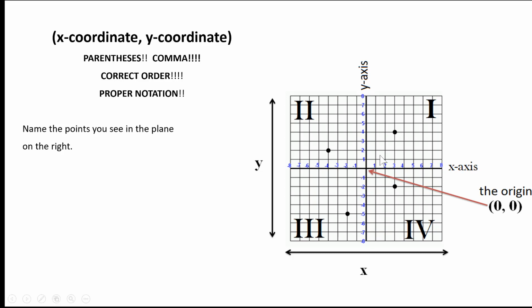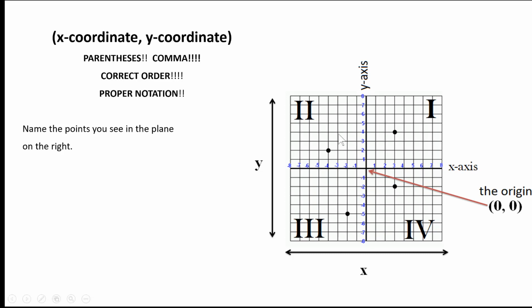So if I look at the points that are in this plane, let me just say a couple other things about it. The point where the two axes cross, (0, 0), is called the origin. And that's where we always start when we are going to locate a point in the plane. We always start at the origin, right here where the two axes cross. It has the coordinates (0, 0).